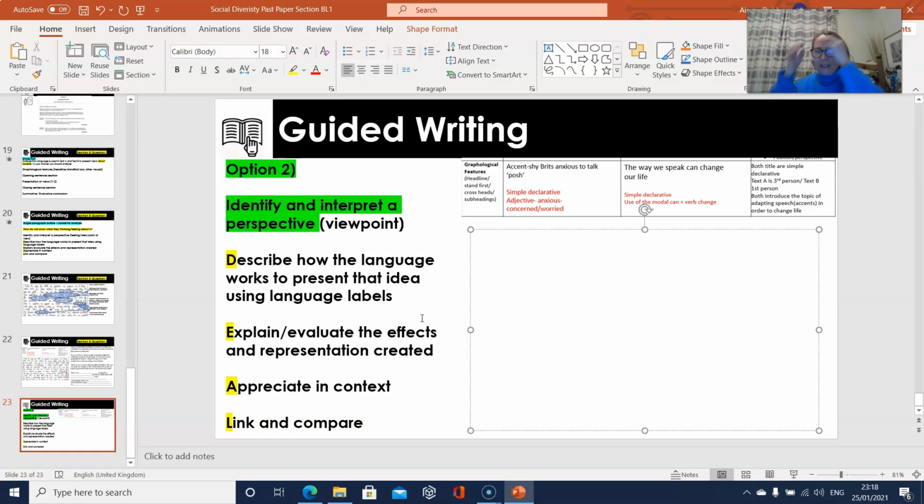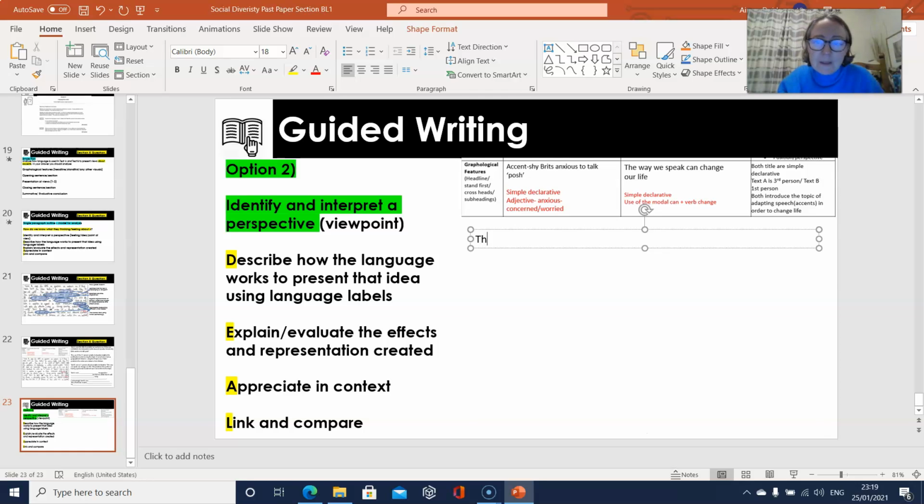So my first question is, in this title, what is the writer's perspective, opinion, feeling about British people? Can you get what they are saying about British people? That British people are, okay, good, got all these feelings of anxiety and concern around accents. So we're going to identify and interpret a perspective. Now, we're going to be quite systematic. We're going to use the wording of our acronym, IDEAL, to start our sentences.